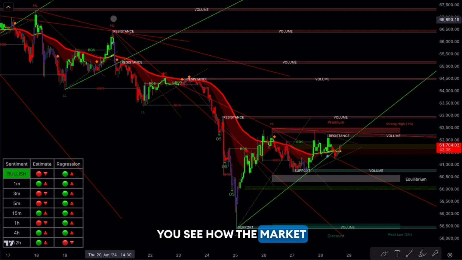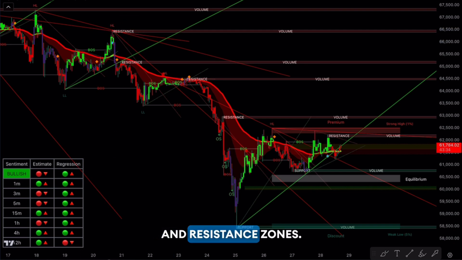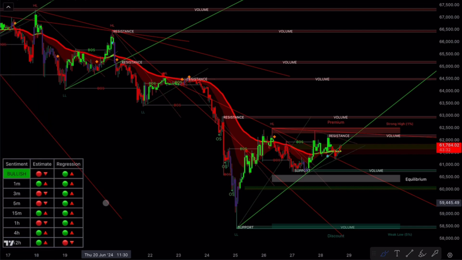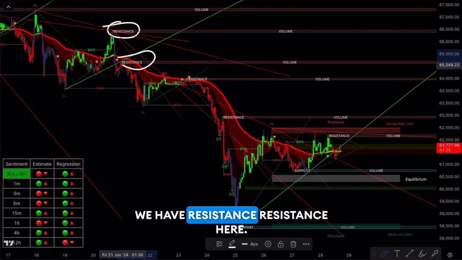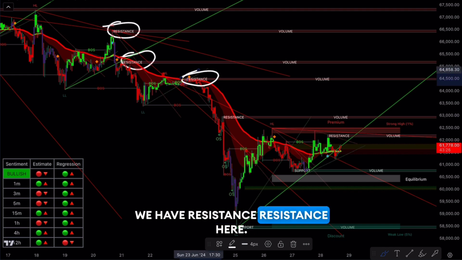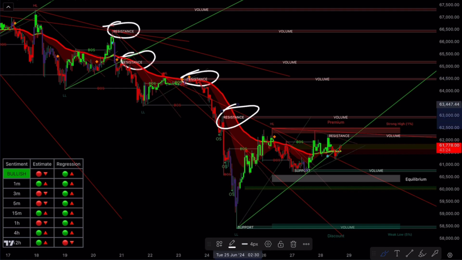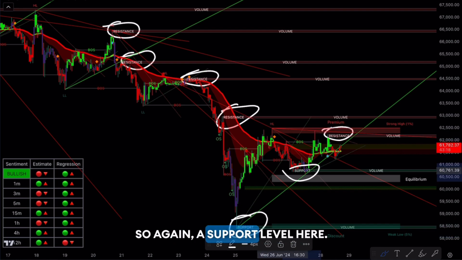You see how the market creates support and resistance zones. So we have a resistance here, the market was rejected. We have resistance here, here, and we have support here, again resistance here. So again a support level here.